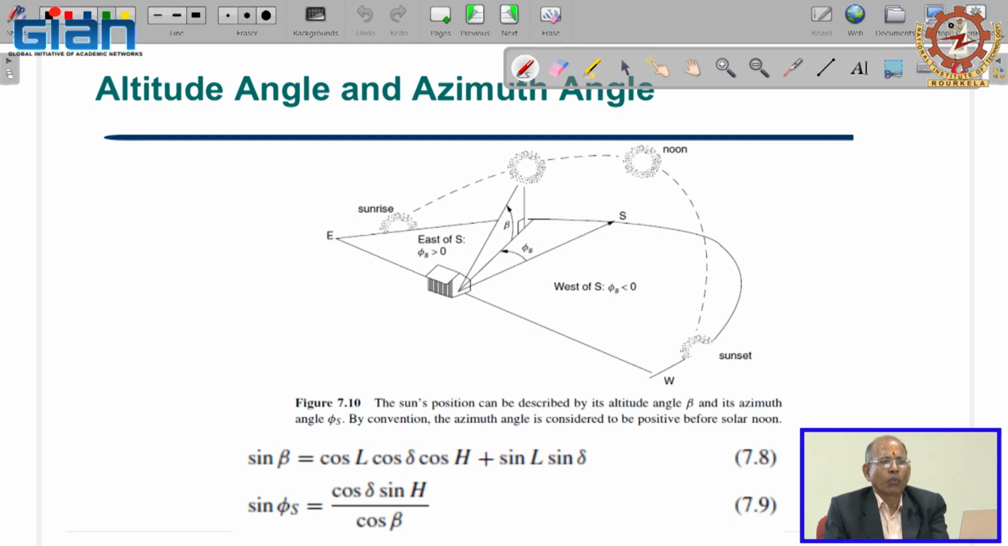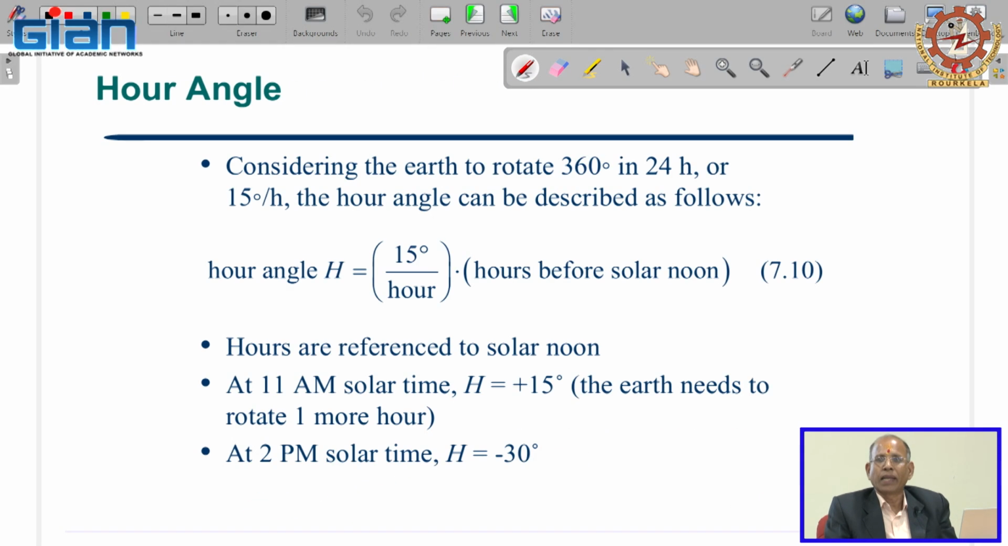So now you can do the calculations using these two equations, sine beta, then sine phi s. So all these angles you can do the calculation. Then there is another angle called the hour angle h.